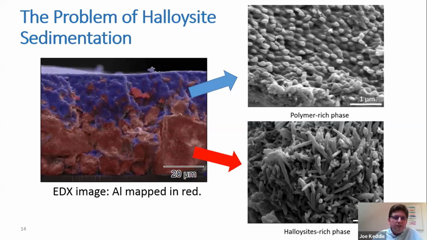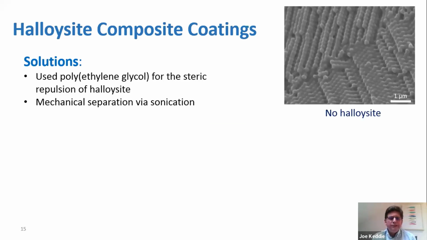And so on the left, we're showing a map of the aluminium, and you can see it's concentrated at the bottom of the film. And then if you zoom in with the SEM, even though this is a mixture of the polymer and the halloysite, you can see that it's very heavily enriched at the bottom of the film by the halloysite. And if you look at the top, it's quite difficult to find any of the halloysite. So clearly we had to solve the problem of the sedimentation, but that was an easy enough thing to do.